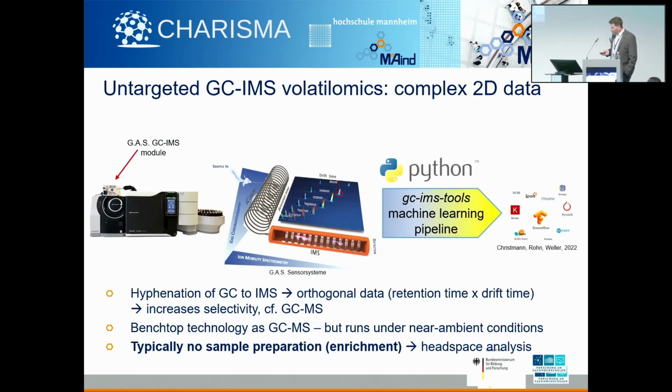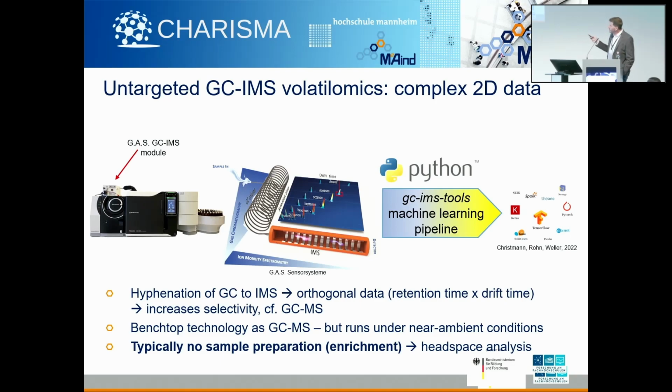So the approach that we are using is GC ion mobility. We're adding a little bit of selectivity by using gas chromatography, comparable to a GC-MS system. Because if you're being honest, mass spectrometry without hyphenation doesn't have too much selectivity either. So that's something you have to keep in mind. It is benchtop technology, as you can see here. It's just that little modification. There's a more fancy one in the other systems. That's just a prototype.